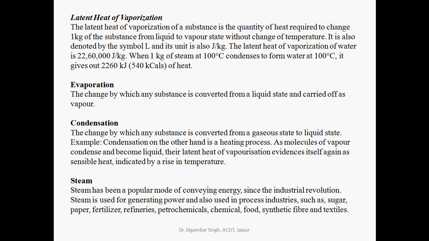Now next is latent heat of vaporization. The latent heat of vaporization of a substance is the quantity of heat required to change 1 kg of a substance from liquid to vapor state without change of temperature. It is denoted by the symbol L, and its unit is joule per kg. Next is evaporation, the change by which a substance is converted from liquid state and carried off as vapor. And the next subtopic is condensation from the thermal basics of fuel.